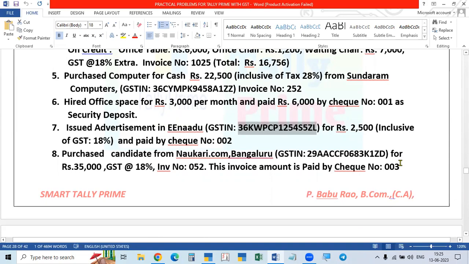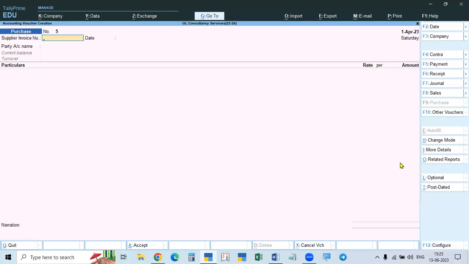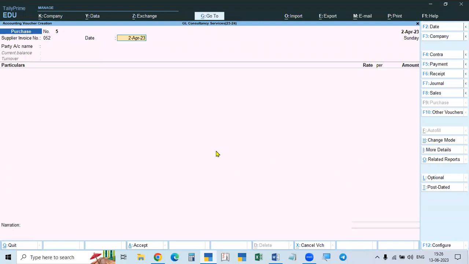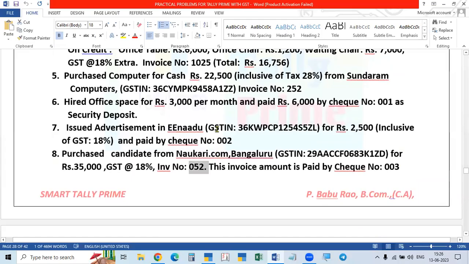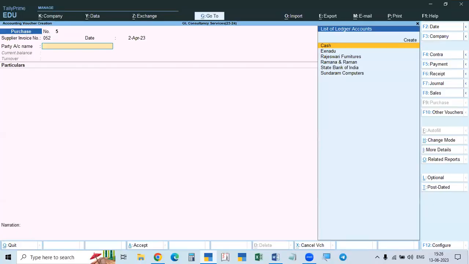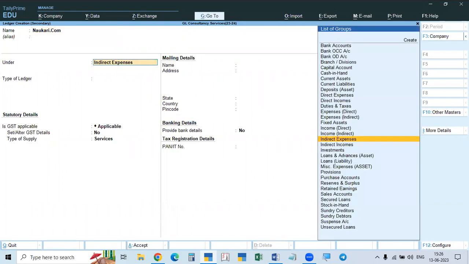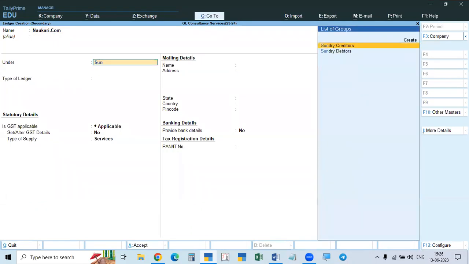Okay. So here, now we will take up 2nd April. So invoice bill number is given. Bill number is 052. 052 is the bill number. And here, from where we purchased? We purchased from Naukri.com. So here, you can create Naukri.com and it is sundry creditor.